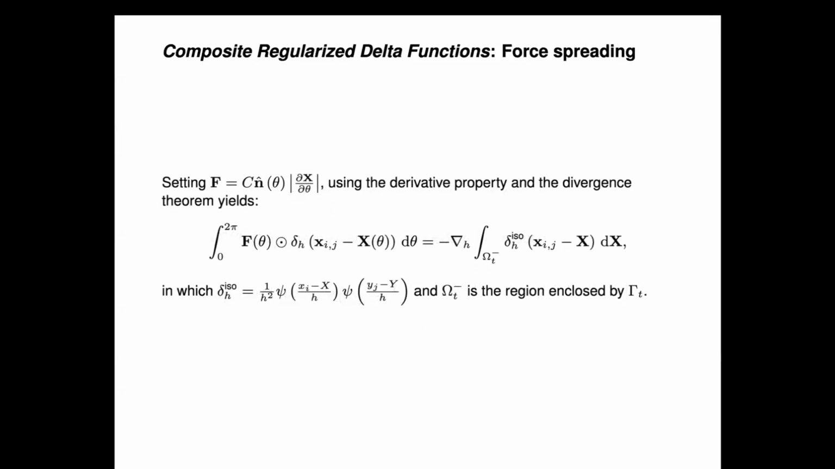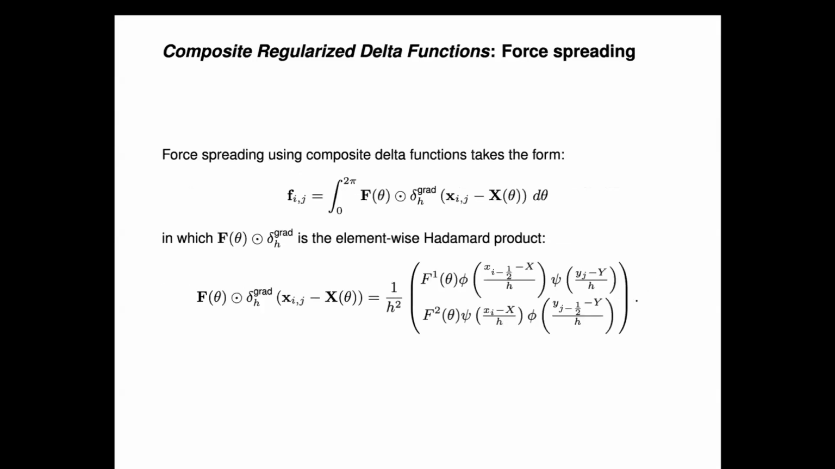It's not too hard to show that if you have a force that's just in the normal direction along the boundary, then the derivative property and the continuous divergence theorem. Now, I guess I haven't really made a big point about this. All of these properties, as far as I know, only hold if you have a continuous integral. Once you discretize the integral, there's some discretization error that shows up. You can show that this spreading of the boundary force gives you something that's actually a discrete gradient on the grid.